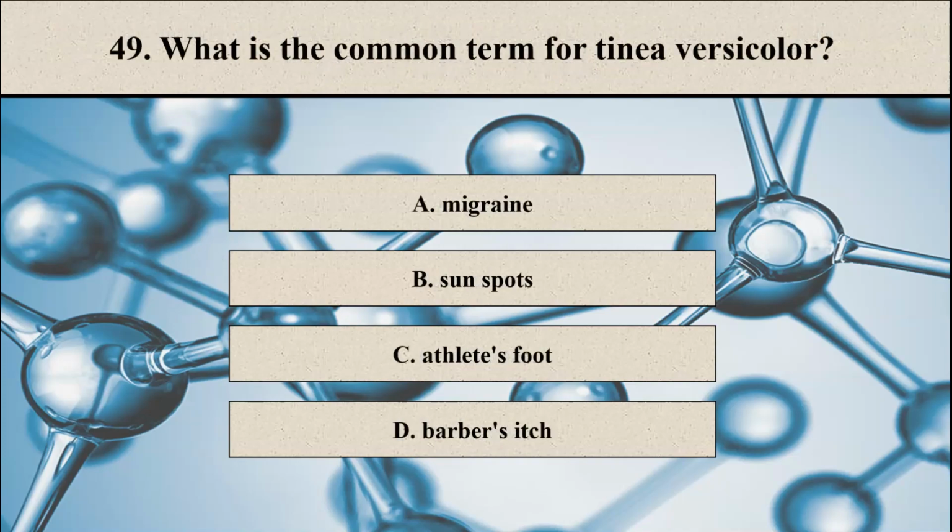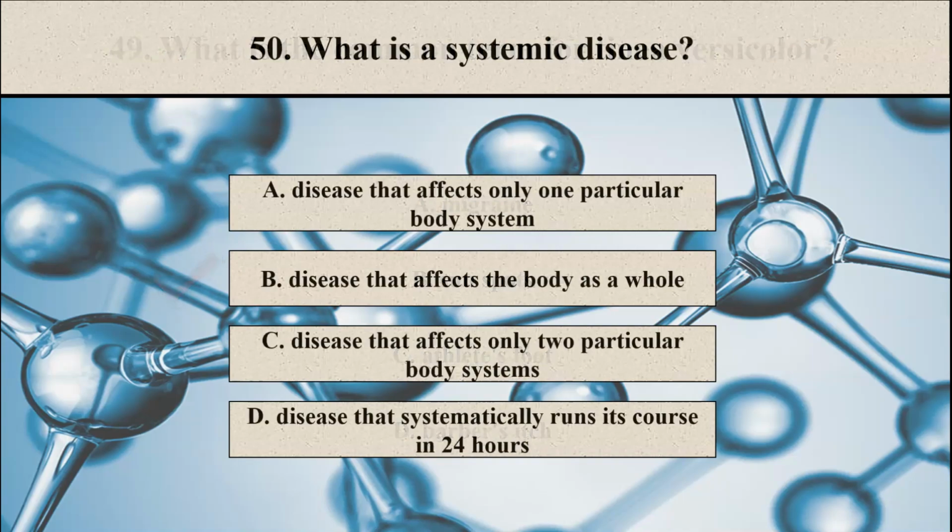What is the common term for tinea versicolor? Migraine, sunspots, athlete's foot, barber's itch. If you chose B, sunspots, you are correct.